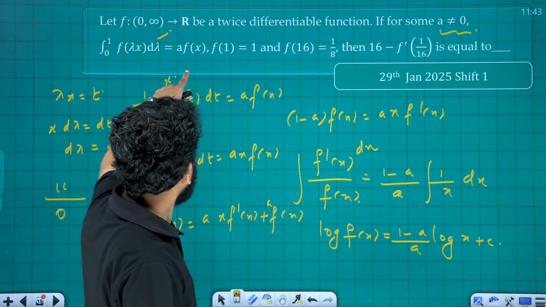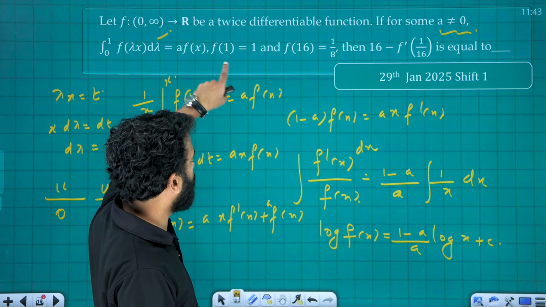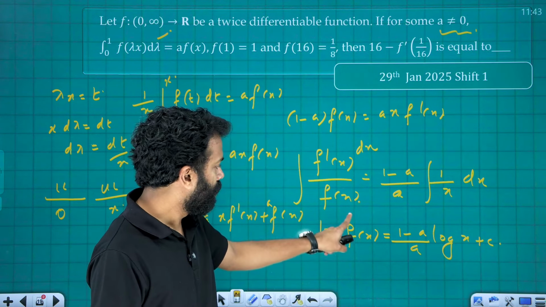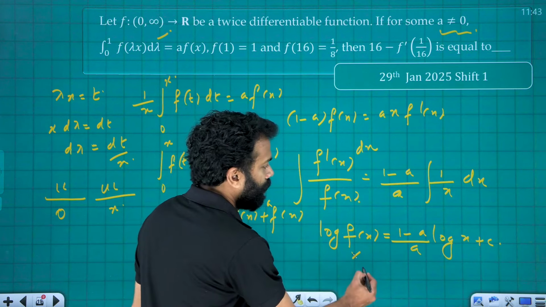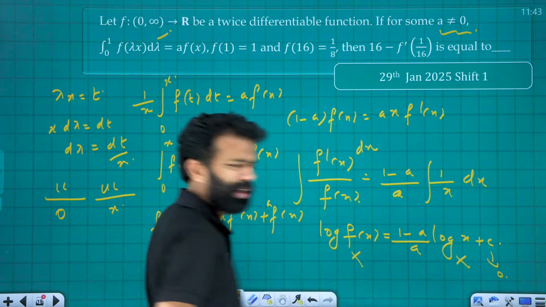So to find c, they have given this data f of 1 is equal to 1, right? Therefore, substitute x is equal to 1, you will get here f of 1, what is f of 1? 1. Therefore, log 1 is 0, and this also will be 0. Therefore, c is what? c will be 0. That you can do it by yourself.